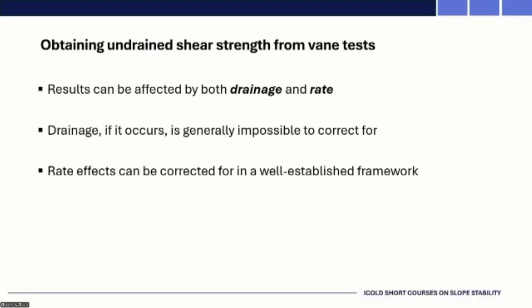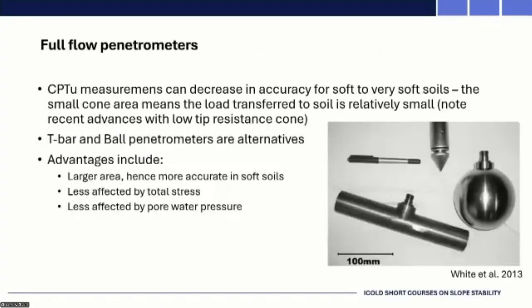So that's it. If you're trying to measure undrained strengths with the CPT, make sure it's undrained. I've shown you a couple of ways to do that, but also if you're going to then try and correlate with vane tests, make damn sure the vane tests are undrained.